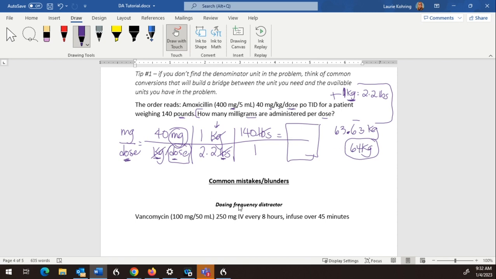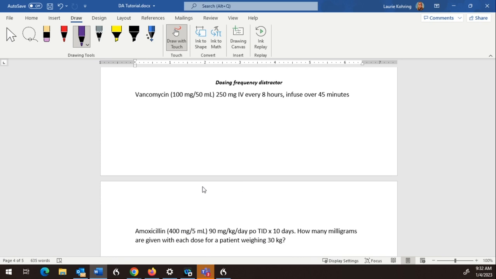All right, some other common mistakes is dosing frequency distractors. So let's go ahead and just solve this one. So we need to know, I forgot to put the other part. So we need to know, what is our flow rate, milliliters per hour. So start here. Milliliters is my start unit, so I'm going to look for it in the problem. I see it right there, so we'll pull that.